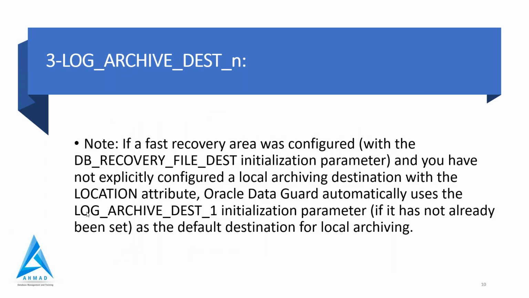And the log archive dest n. So n means 1, 2, 3, 4. So there is an important point: if the fast recovery area was configured, so we know how we configured the db recovery file dest parameter, and you have not explicitly configured a local archive destination with the location attribute, Oracle Data Guard automatically uses the log archive destination 1 initialization parameter as the default destination for local archiving, right? So this is an important point.